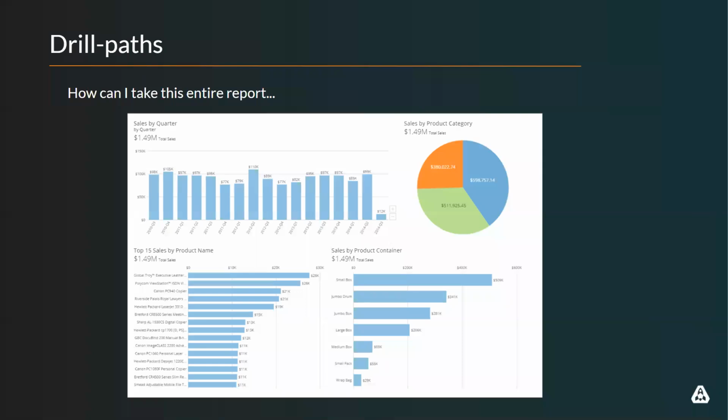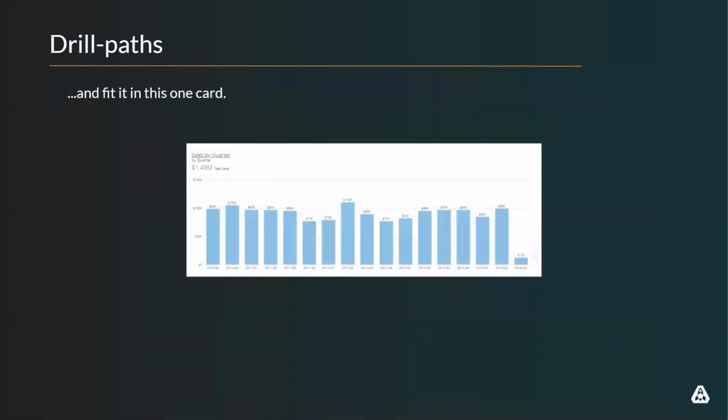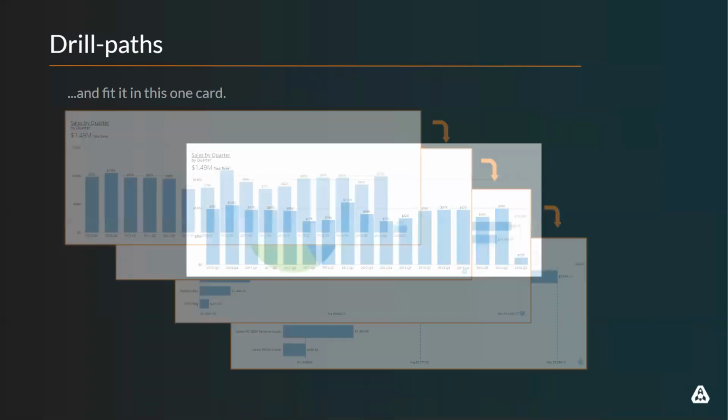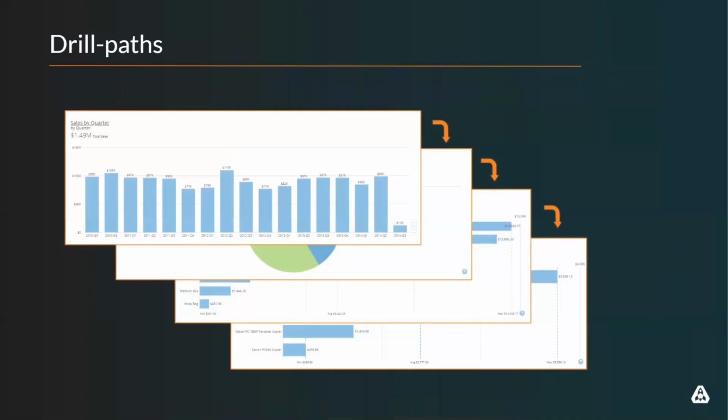So a drill path in Domo is a really cool tool. It allows you to take this entire report. You see these four charts here: sales by quarter, sales by product category, by product container, and the name eventually. They're just different levels of granularity of the same data, which is your total sales. So how can we fit all of that into one card? You apply what's called a drill path. It's a functionality you can put in a Domo card that allows you to click into a specific bar and then see a different chart based on the filtered information that you selected in the top line chart.